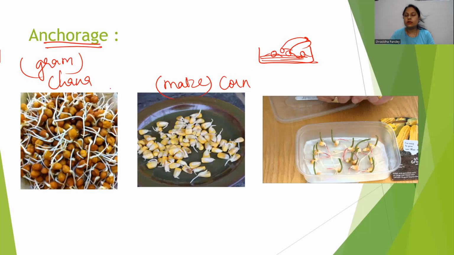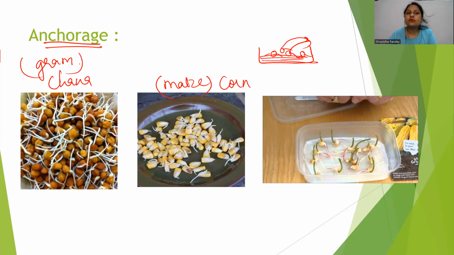So what is the function of roots? To anchor. Anchor means to give support. To support the upper part of the plant, and to hold it tightly with the soil. Here the cotton fibers are there, so the roots are holding the cotton fiber tightly. So it is very difficult to pull out the seeds from this container containing cotton.